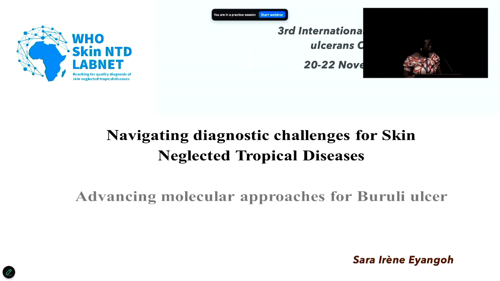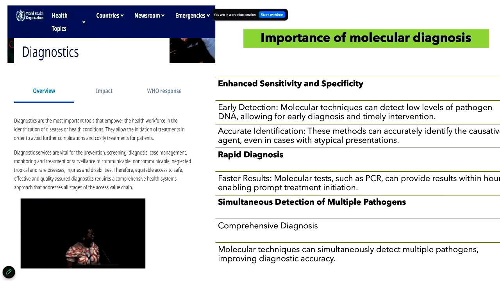I was changing the title many times, but I think it's just my journey on this. So I would like to start by emphasizing that molecular diagnosis is a key component of management of diseases.